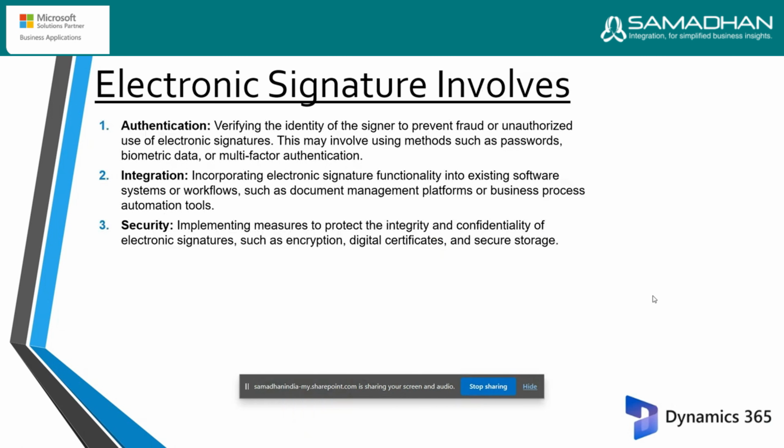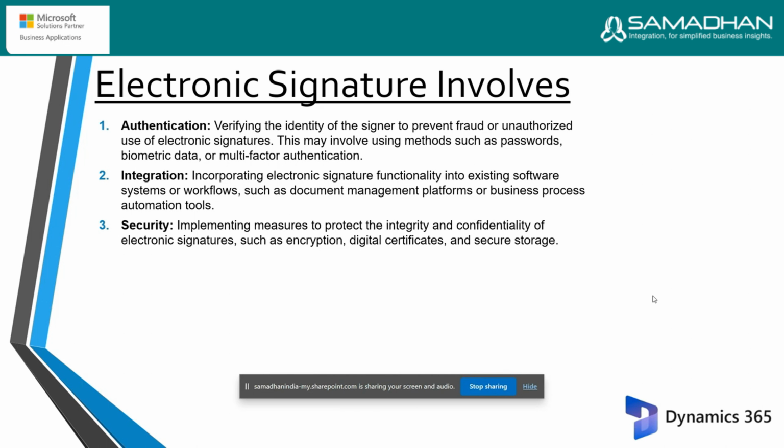3 things. First, authentication. The system has to verify who the signer really is, so that a signature cannot be forged or used by the wrong person. Second, integration. The signing capability has to live inside the software your business already runs, rather than sitting in a separate tool. And third, security, which means protecting the integrity and the confidentiality of every signature from the moment it is applied. Here is what we offer.